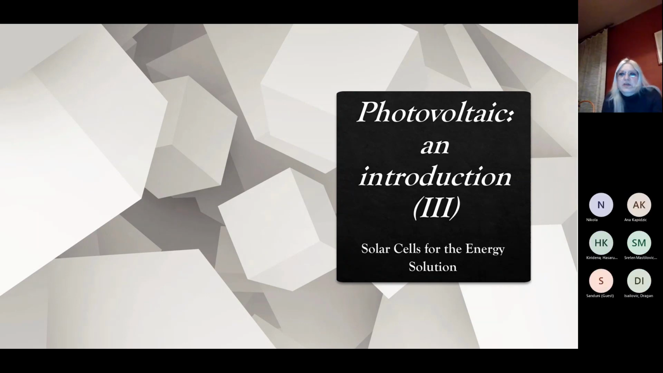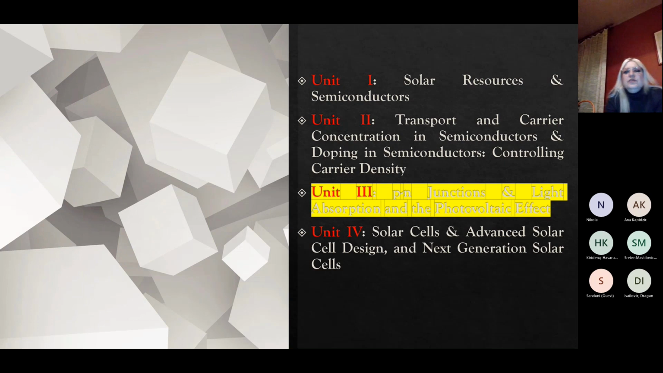Good afternoon and good evening to everyone. We continue with the photovoltaic introduction. So the third part, solar cell for energy solution. And today we're going to talk about the p-n junction, the light absorption, and the photovoltaic effect.